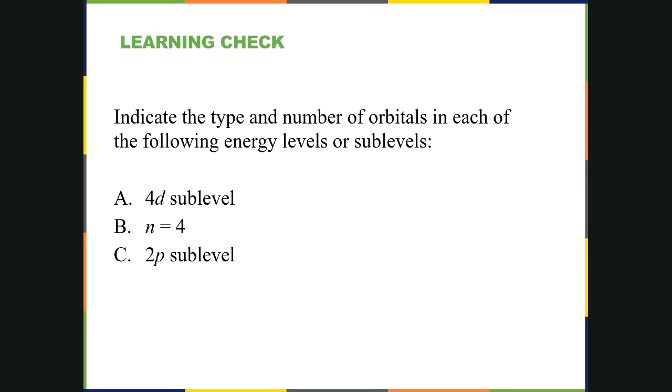Okay. So here's a little different question. They're not always giving you a sublevel. They may give you just a principal quantum number, but it's asking you to give the type and number of orbitals in each of the following energy levels or sublevels. So in the 4d sublevel, how many orbitals do we have?